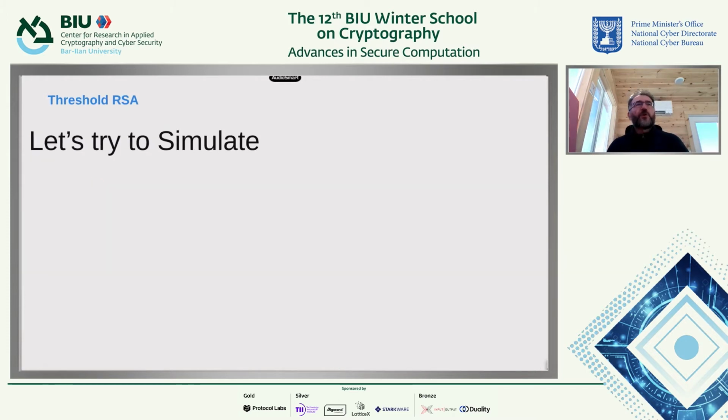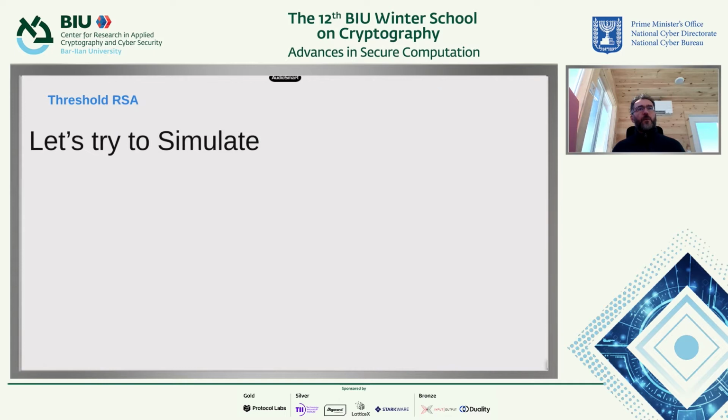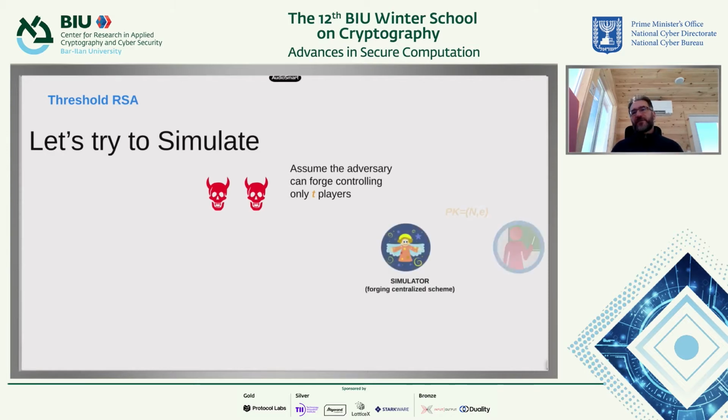Okay, so why did I say first attempt? Remember here, the players broadcast m to the di, and then we get rid of the denominators by taking these partial signatures and, instead of raising them to the Lagrangians, raising them to the Lagrangian times n factorial. Turns out this is not enough. Let's try our typical simulation with our by now standard 2 out of 5 network. The adversary controls 2 players, and now we have a simulator.